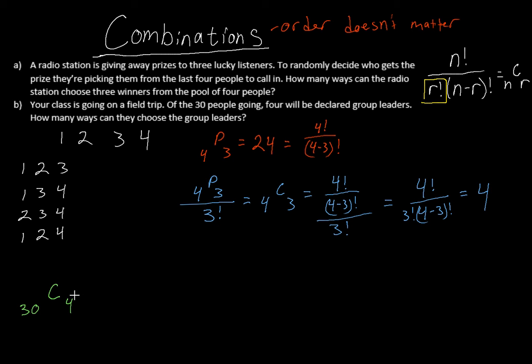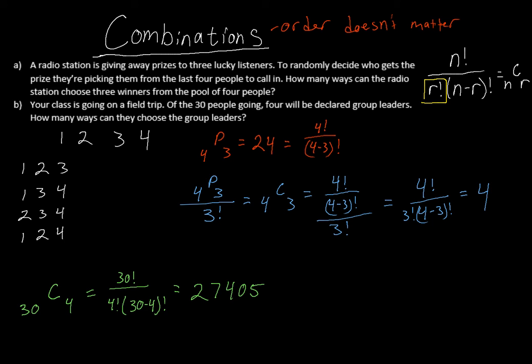If we plug it into our calculators, or if we use the actual equation here, we've got 30 people. We're choosing 4 of them. We have to make sure to divide by that 30 minus 4 factorial. And we can calculate all that out. These are probably going to be much, much bigger numbers, so I would strongly suggest using the calculator. But there are 27,405 different ways that your teachers could choose those group leaders.